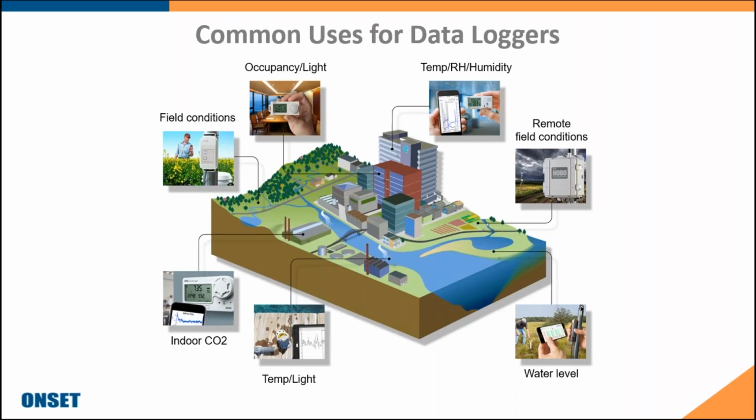You could also be tracking the indoor CO2 of a factory or a building. We also have data loggers that you could deploy in the water for monitoring temperature and light, as well as water level. We also have indoor temperature and relative humidity data loggers for tracking comfort conditions in office spaces and facilities.